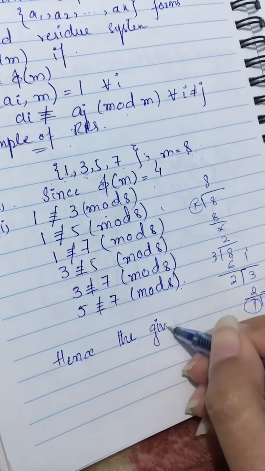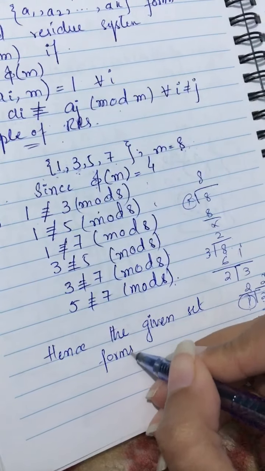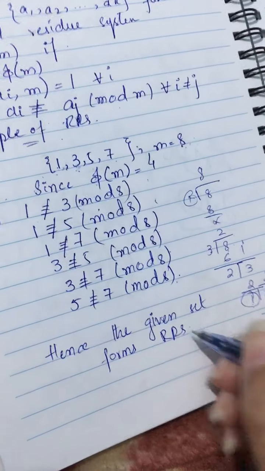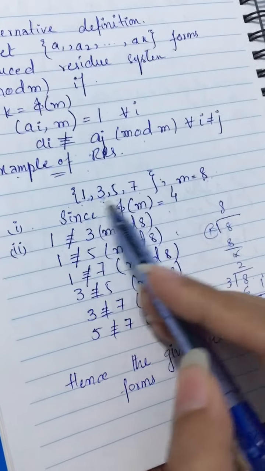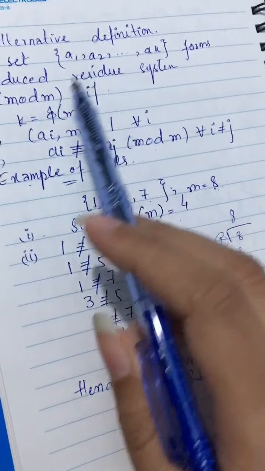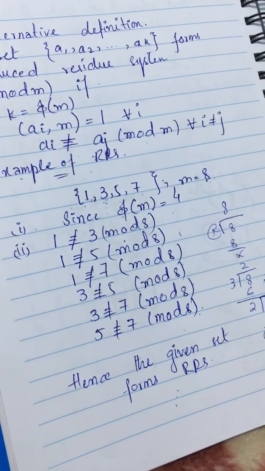Hence the given set forms a reduced residue system, because this set satisfies these three conditions. So that means this forms the reduced residue system.